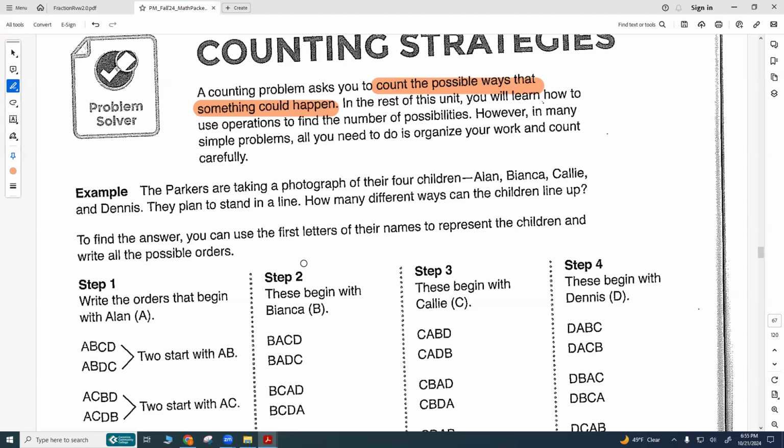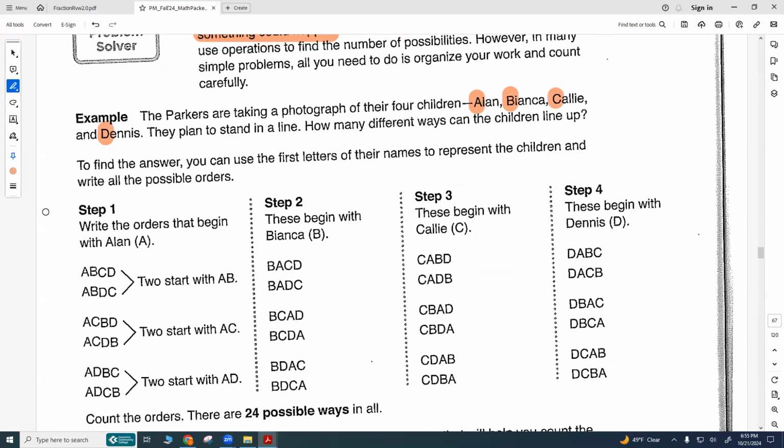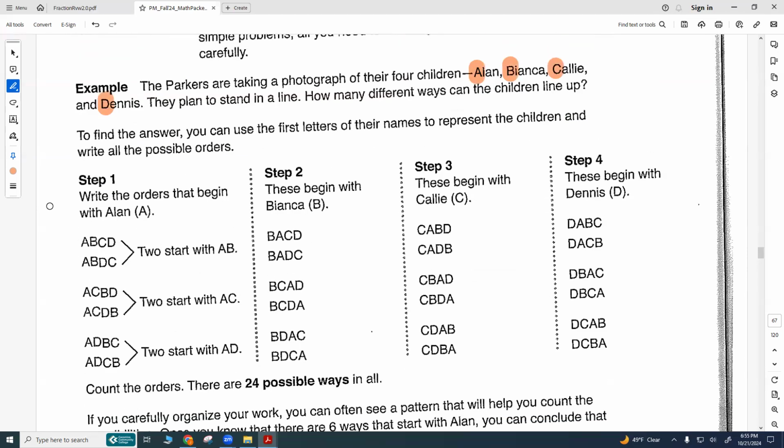Okay, so you might have seen some problems that look like this. Basically we want to know how many combinations of Alan, Bianca, Callie, and Dennis exist. Oh, now I get why they're called that, because it's A, B, C, D. Okay, now, see, I'm slow, guys. You probably already noticed that. So, of course, the most straightforward way to begin to figure that out is to write out the different orders, okay?